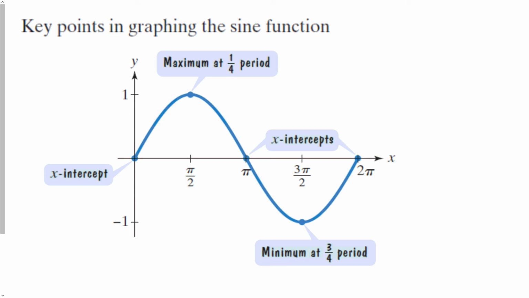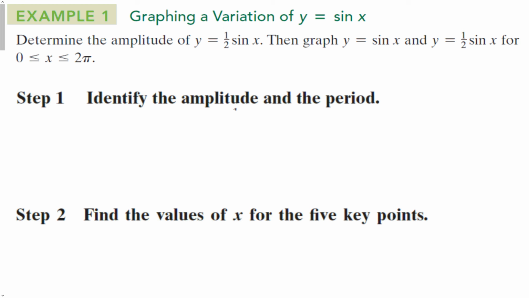Key points, we already talked about this. Start at 0 for now. The function will always start at its phase shift, and for now it's going to be 0. The next one will be a maximum, then an intercept, then a minimum, then an intercept. This will get a little harder as we start adding stuff in. So determine the amplitude, and then graph the function y is equal to -1/2 sine x.